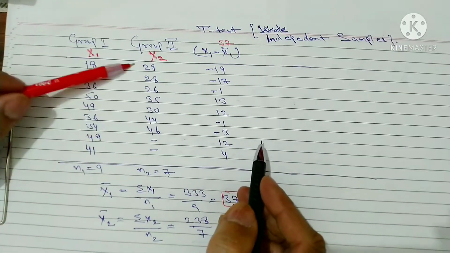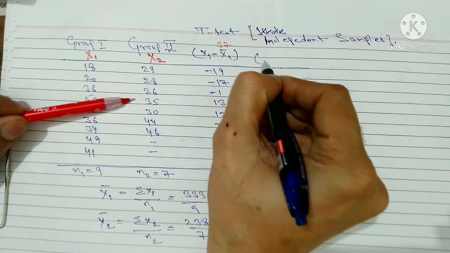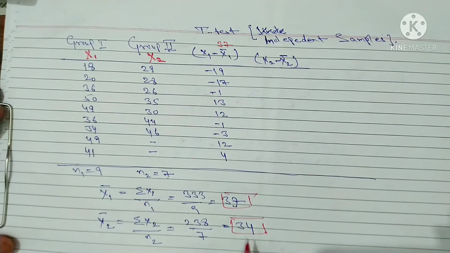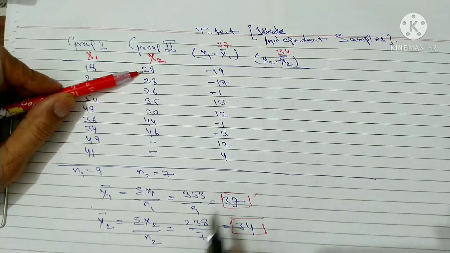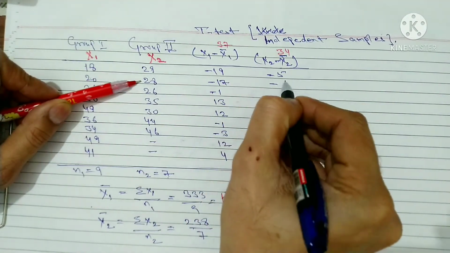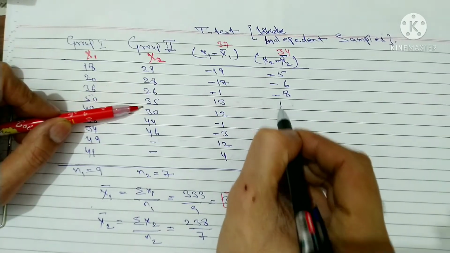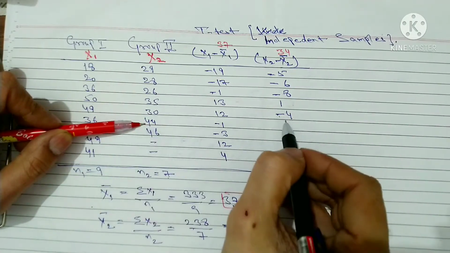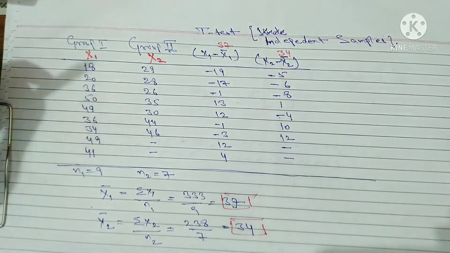Then deviations for group 2 from the mean of second group, means x2 minus x2 dash. Here x2 dash is 34. 29 minus 34 is minus 5. 28 minus 34 is minus 6. 26 minus 34 is minus 8. Then 35 minus 34 is 1, then 44 minus 34 is 10, and 46 minus 34 is 12.